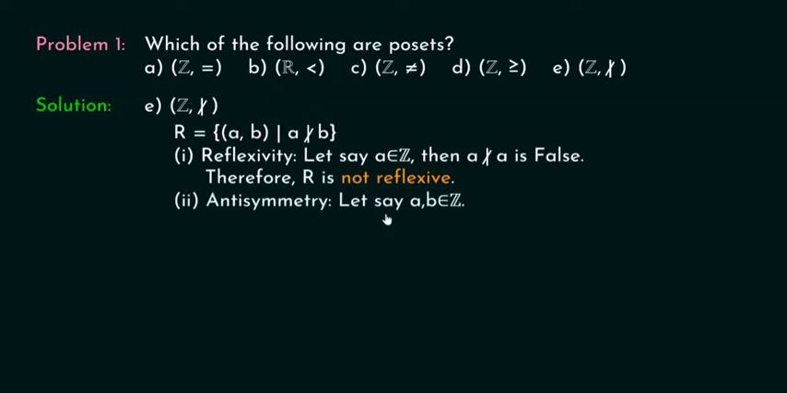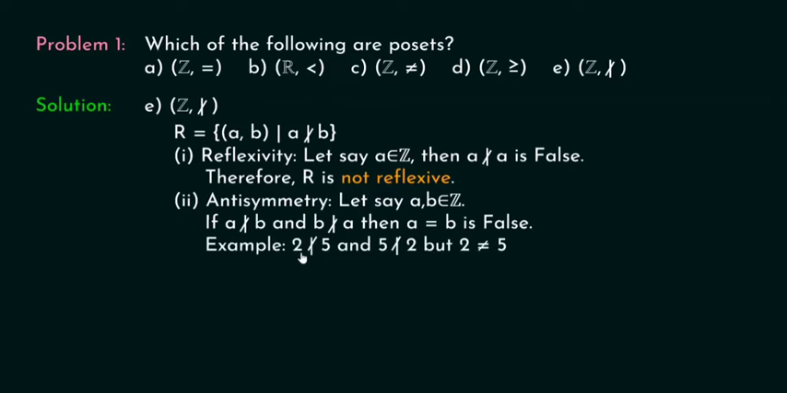Let's check antisymmetry. Let's say these two are integers. Then if A does not divide B and B does not divide A, then A must be equal to B. But this is false, right? How can this be true always? This cannot be true. Let's see one example. Let's say 2 does not divide 5 and 5 does not divide 2. We know that 2 is not equal to 5, right? Therefore, this is not true. Hence, R is not antisymmetric.